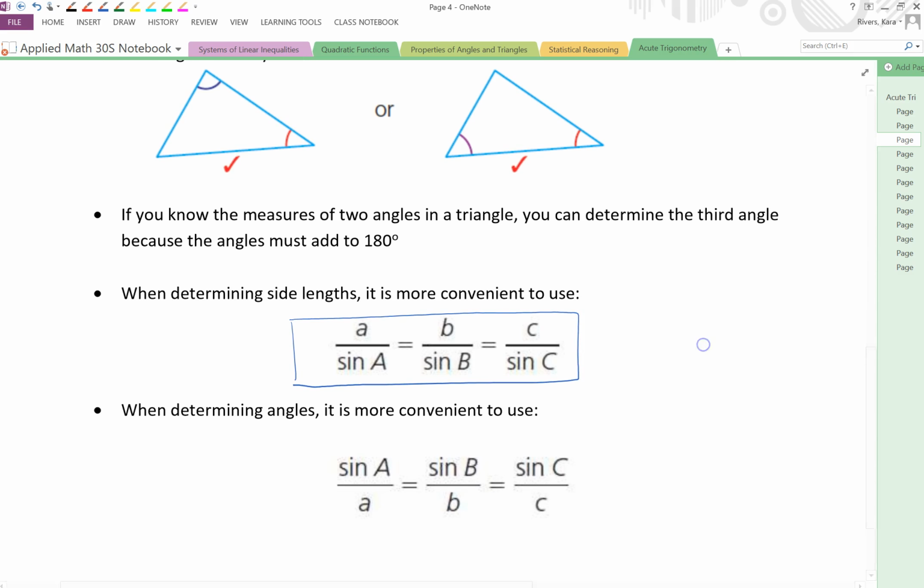And then when we're determining the angles, you flip the whole formula upside down. So we use the angles on top and the side lengths at the bottom. Just remember when you're using the angles, it's sine of the angle, not just the angle. So ensure that you put those together.